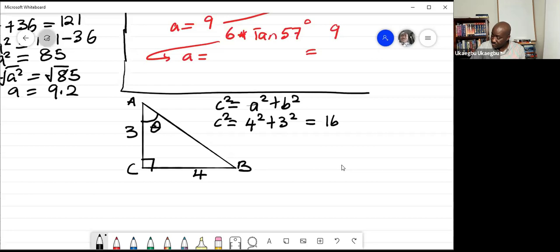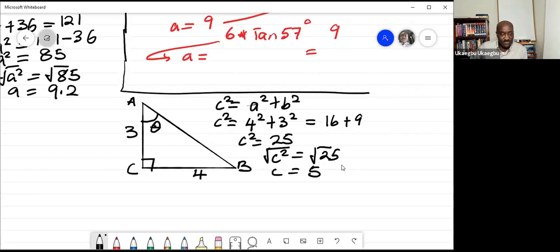16 plus 9. So C squared is 25. So to get C, you just take the square root of both sides. C is the square root of 25. So C is 5. Now we know that C is 5, so we can just plug it back into our triangle. We just write 5.